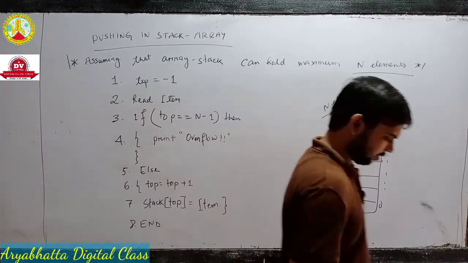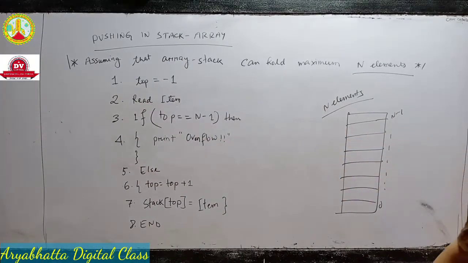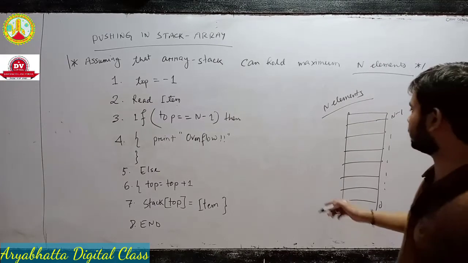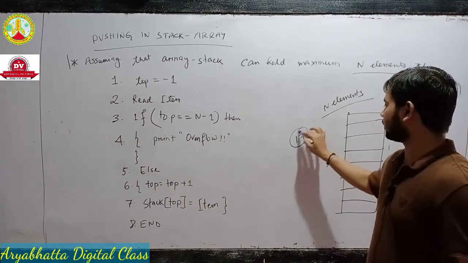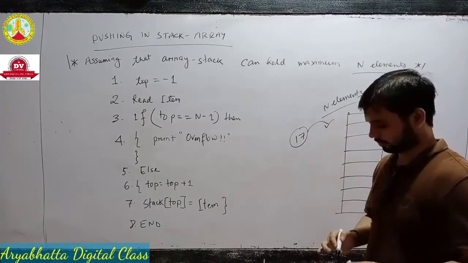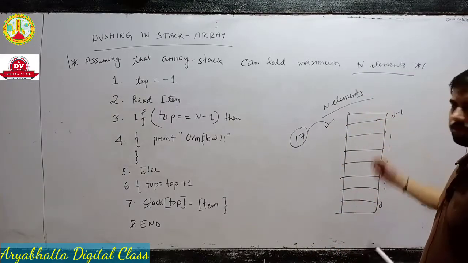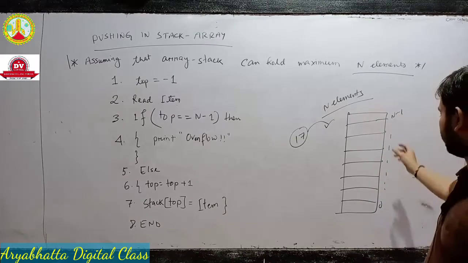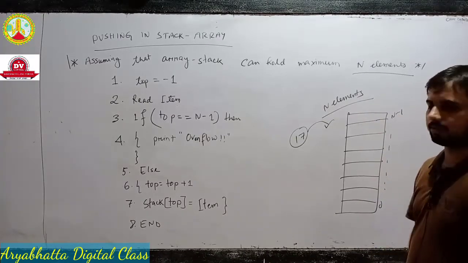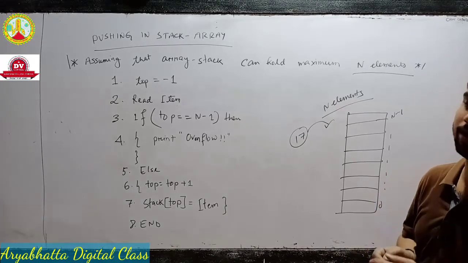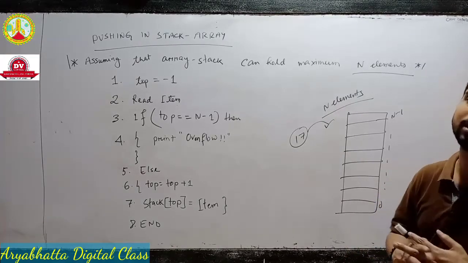You see, first point, top is equal to -1 means your stack is initially completely empty. After that you read the item, means you read the element. So this is the element 17 that has to be inserted. Then it is easily inserted and the index will be incremented, top will be incremented. Otherwise we have to see all the possible cases. I already told you in the algorithm we have to see all the possible cases, right?